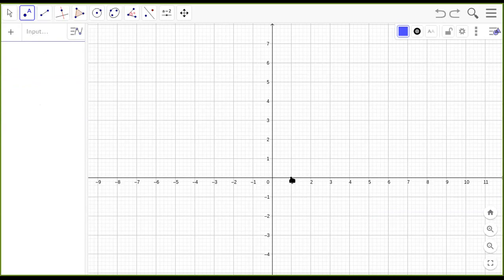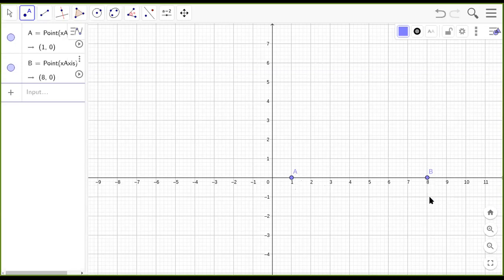Say I take a point here, A on the x-axis. So what will be the coordinates of point A? It is 1, 0. It is at a distance of 1 unit from the y-axis, so it is 1, and it is on the x-axis, so its y-coordinate or the ordinate will become 0. So this is the first point I've taken. Suppose my second point is also somewhere lying on the x-axis itself. Say the B is 8, 0.